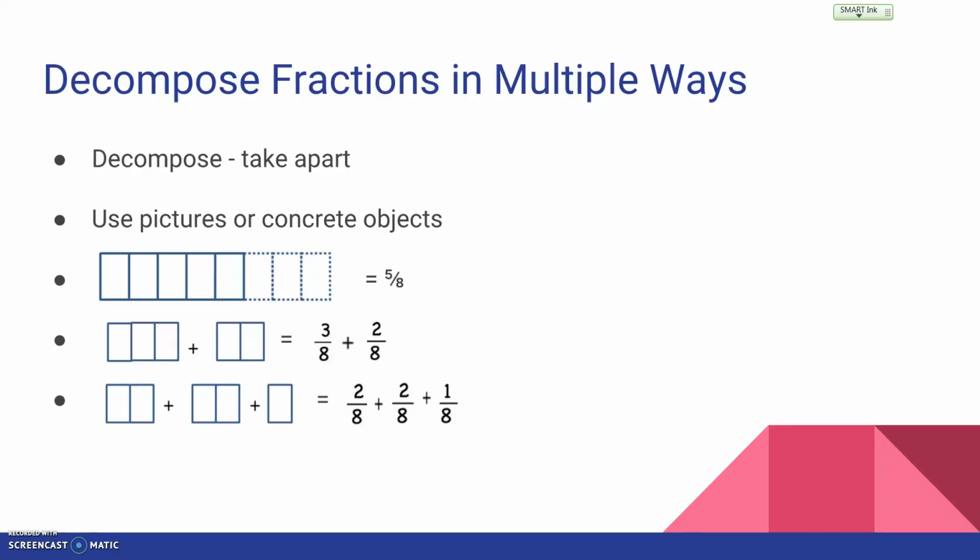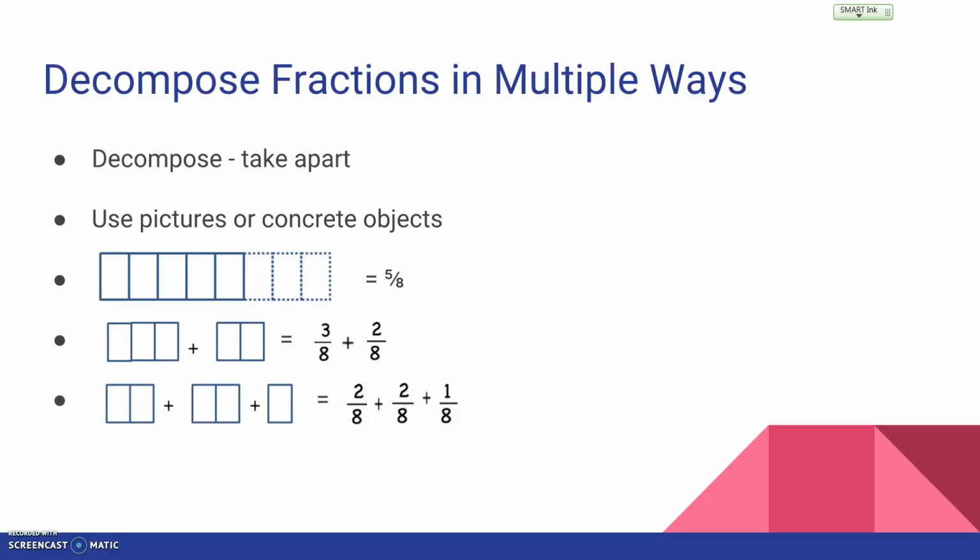And when they do this, they're usually going to have a picture or some concrete items like fraction bars there to help them with this. For instance, in the first picture, you see that there are 8s. It's broken up into 8 equal pieces, and we're actually looking at 5 of them. The 3 that are dotted are just to help us understand that we're talking about 8s, but we're really looking at 5 8s.